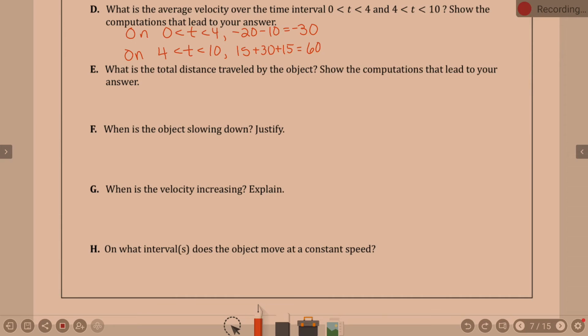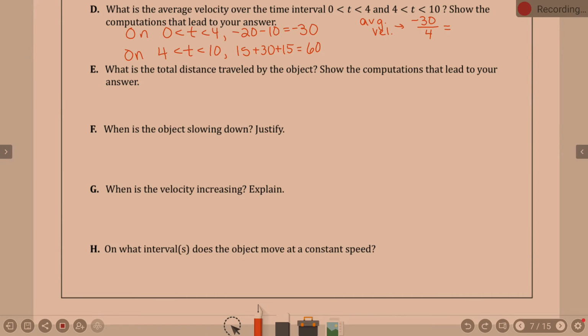Now, it asked for average velocity, right? What we just found was the distance, the total distance or the displacement. So if we're doing total distance divided by elapsed time, well, average velocity on the first interval, the total distance is negative 30 divided by what's the elapsed time there? 0 to 4 is 4.